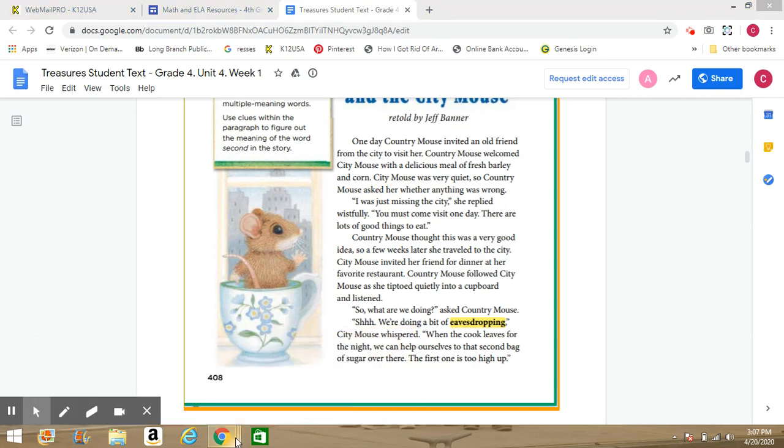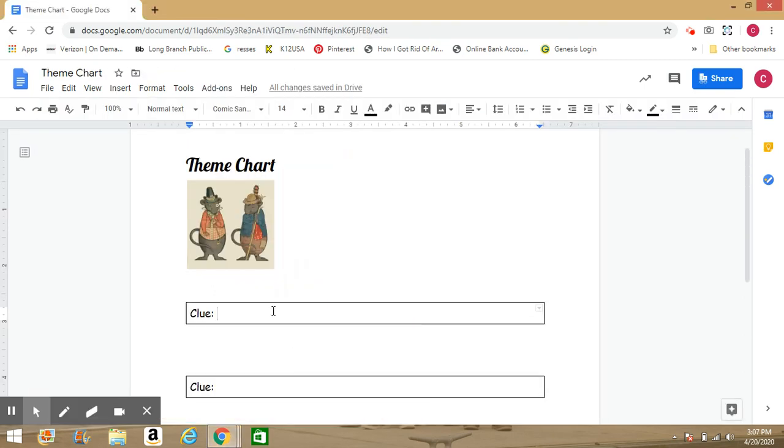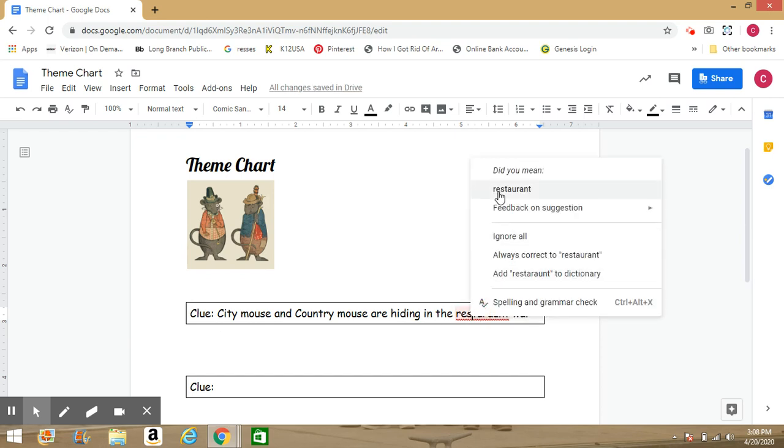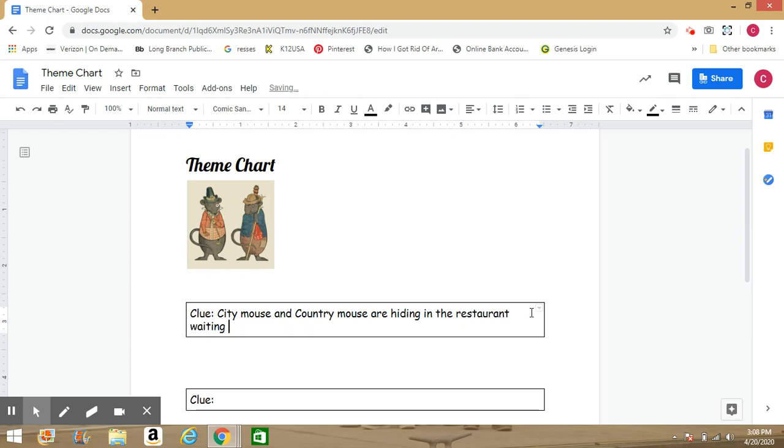And if I get back to my theme chart, my clue number 1 is that City Mouse and Country Mouse are hiding in the restaurant, waiting. Oops, and I misspelled restaurant. Let me go back and fix that. Waiting for the cook to leave so they can steal the sugar. Okay, so that's my first detail. So I know that they're being sneaky and they're eavesdropping, and they are somewhere where they shouldn't be.